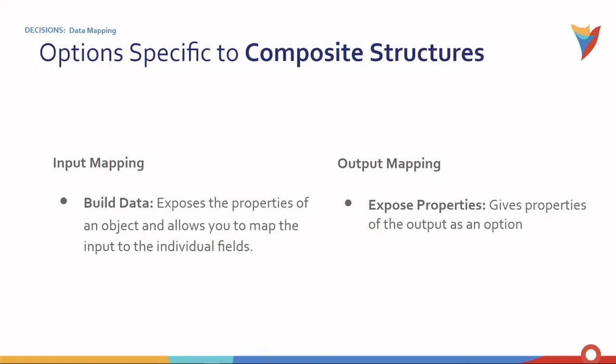And then options specific to composite structures. On input mapping, you have the option to build data. This is going to expose the properties of an object and allow you to map the input to those individual fields. So let's say you have a structure that you want to map specific information to from a form. You would use that build data option and then be able to map each property from that form to that structure. And then for output mapping, you can expose the properties, which gives properties of the output as an option. So very similar.